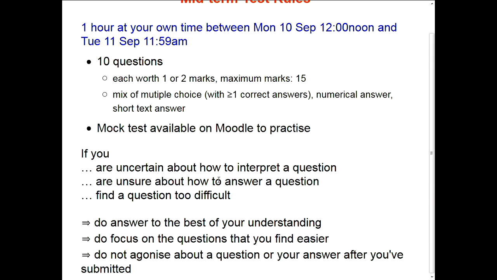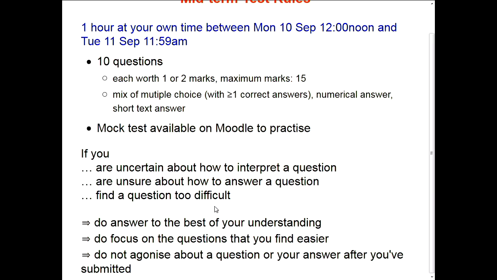If that happens, and you don't really know what I want from you or what the question is asking from you, just try to answer to the best of your understanding. First, what you should do is, of course, focus on the questions that you find easier and where you think you know exactly what you're being asked about. And my last advice is do not agonize about a question if you really don't understand it or you find it too difficult. And don't agonize about your answer after you've submitted.